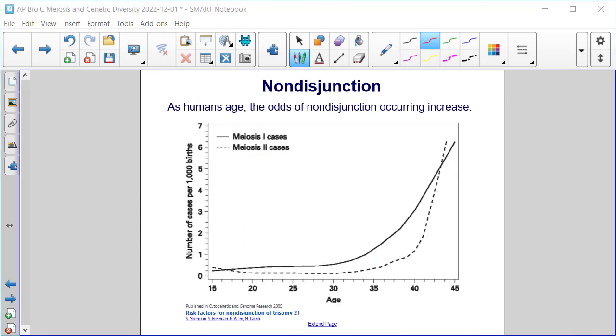As humans age, the odds of non-disjunction occurring increase. You can see the non-disjunction occurring in meiosis 1 increases greatly after about 33 onward, and in meiosis 2, particularly after age 40.